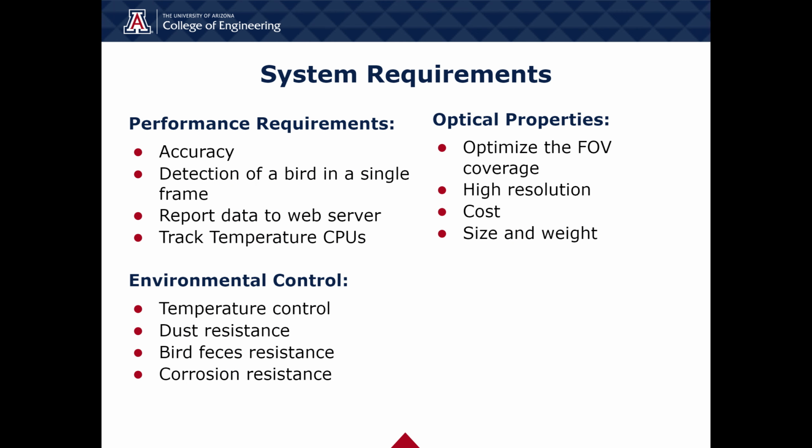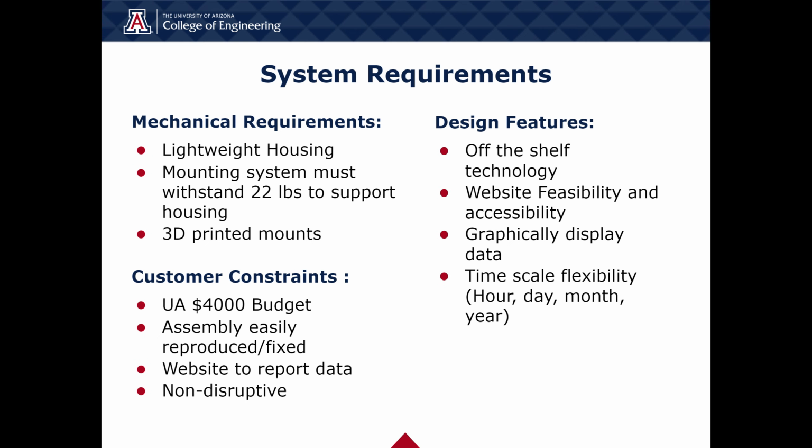The next slide will be going over system requirements that have 6 categories. These categories are performance requirements, environmental control, optical properties, mechanical requirements, customer constraints, and design features. Below each category, there are sub-requirements that we'll be going over throughout this presentation. On the next slide, there will be the next 3 categories.